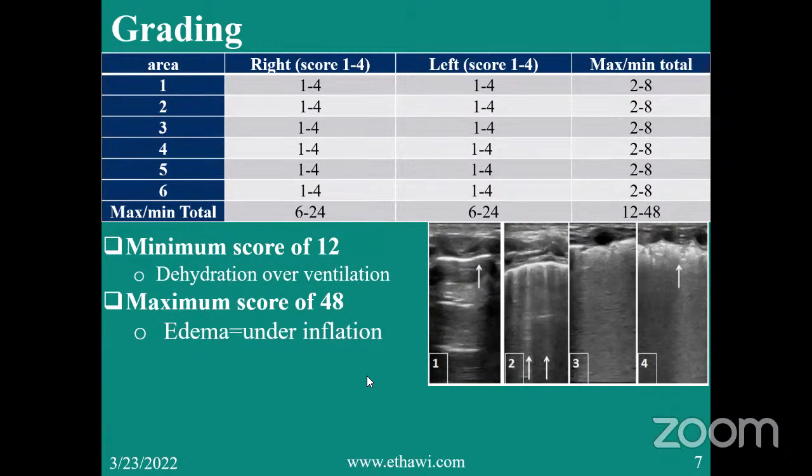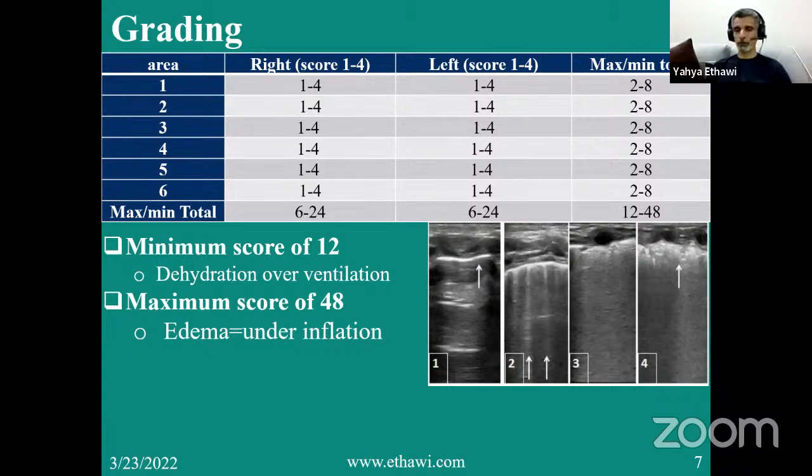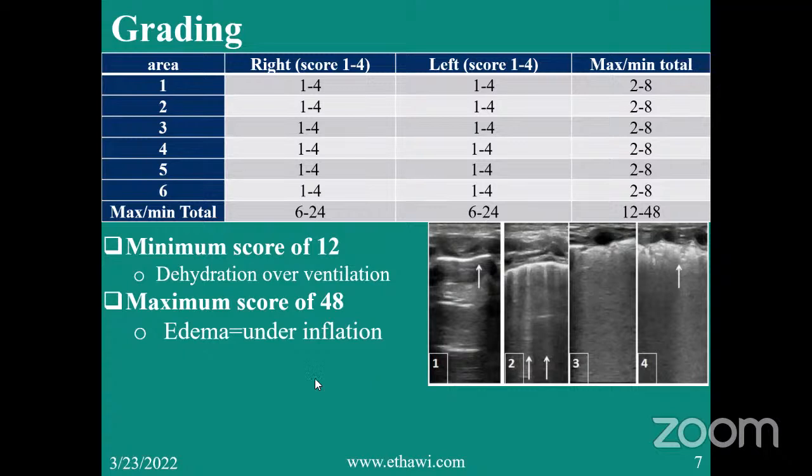Excuse me, doctor. Yes, ma'am. So normal lung will be grade 0. There is no grade 0. There is some reporting system. They use 0 to 3, but I use the scoring 1 to 4. So normal lung will be grade 1.